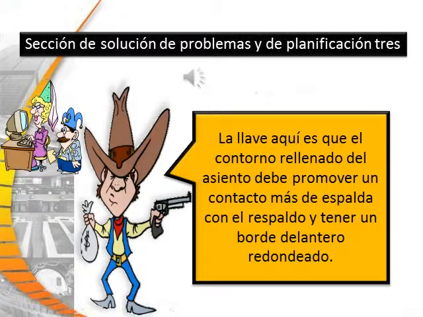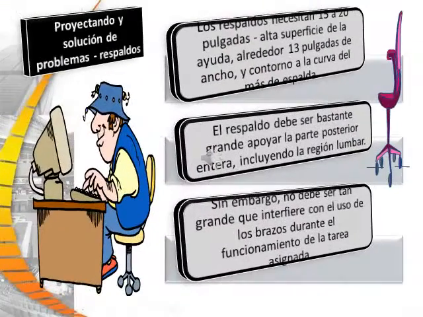The key here is that the padded seat contour should promote lower back contact with the backrest and have a rounded front edge. Backrests need a 15 to 20 inch high support surface, about 13 inches wide, and contoured to the curve of the lower back. The backrest should be large enough to support the entire back, including the lumbar region. However, it shouldn't be so large that it interferes with the use of the arms during the performance of the assigned task.